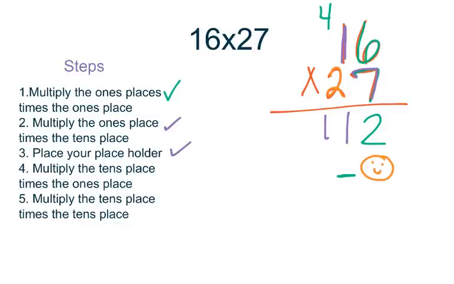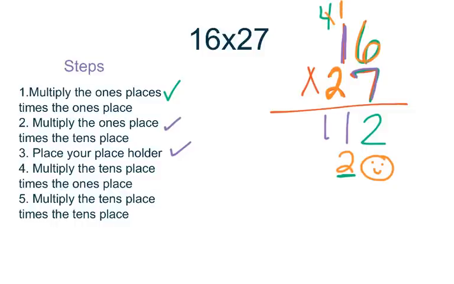So I did step number 2. Step number 3, I put my placeholder. Step number 4 is multiply the tens place times the ones place. So I'm going to multiply my 2 in my tens place times my 1 place on top, my 6. 2 times 6 gives me 12. I'm going to put my 2 from 12 in my tens place in the bottom of my answer, and then I'm going to carry my 1.